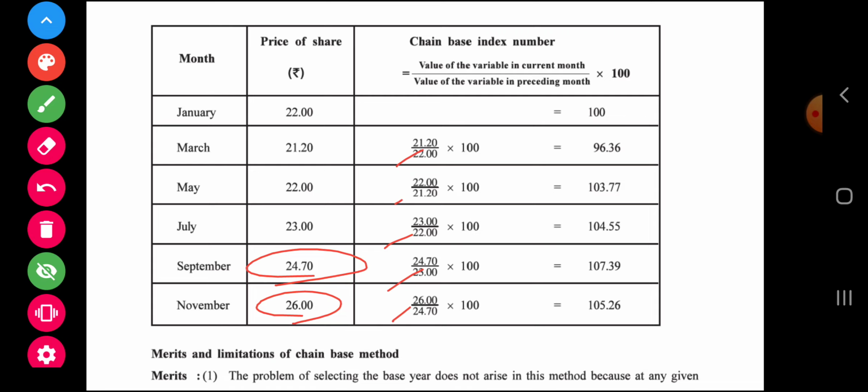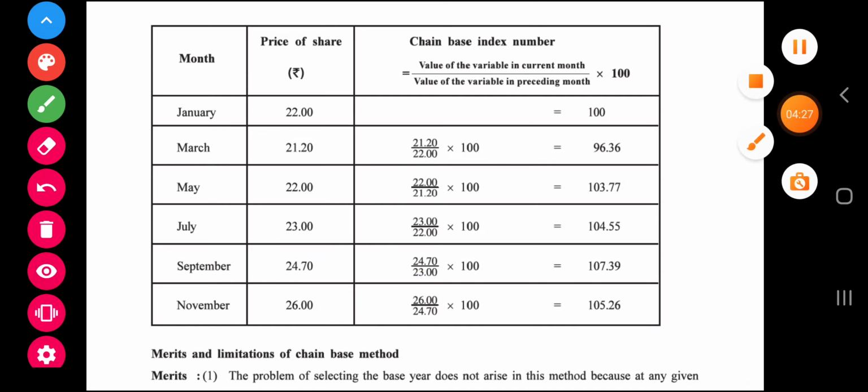chain base index. Now what is the difference between fixed base and chain base? That may be a question in your mind. So fixed base method is used to compare a long term change in the value of variable, while chain base method is used to measure the short term change in the value of variable.